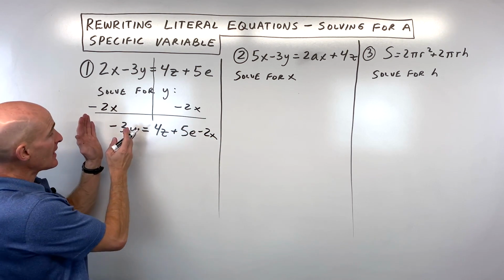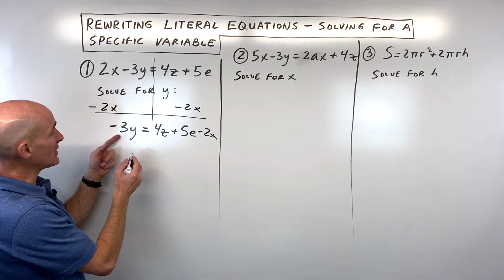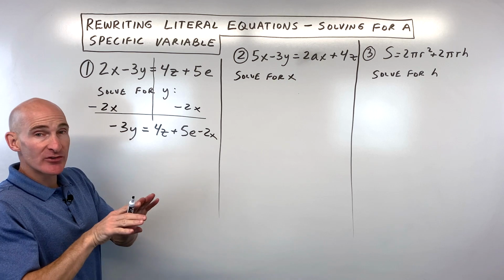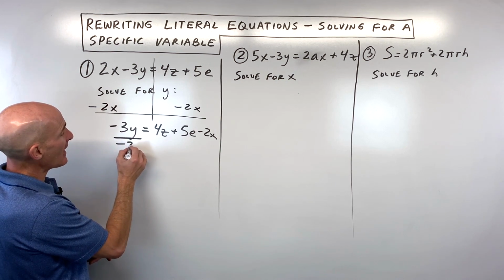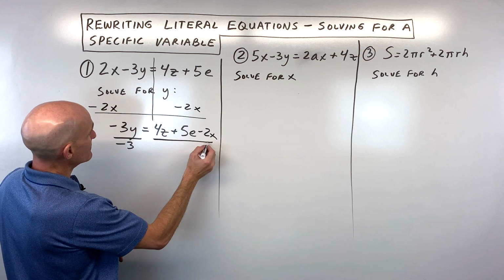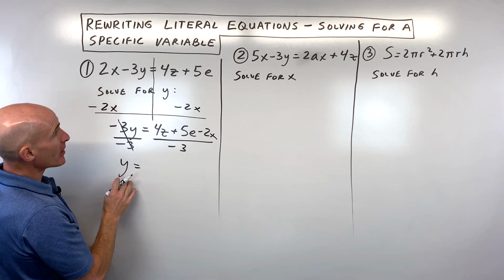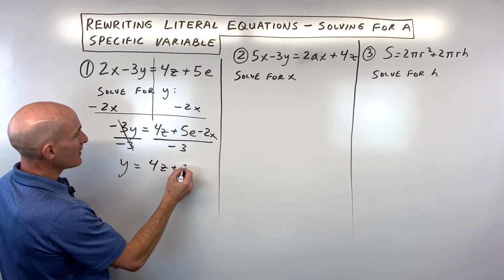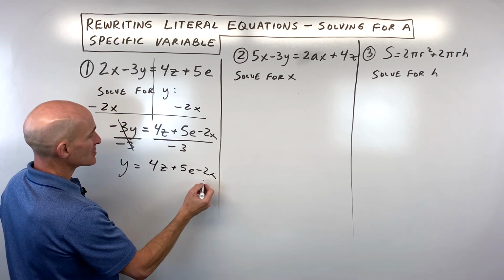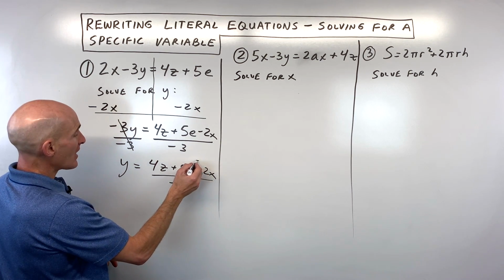Okay, now working again, still from the outside in towards that y, I've got to get rid of this negative 3. Notice they're right next to each other, side by side. That means they're multiplied. We want to do the opposite, which is to divide both sides by negative 3. So if we do that, you can see that we've solved for our particular variable that we were interested in, y equals 4z plus 5e minus 2x divided by negative 3, and you got it.